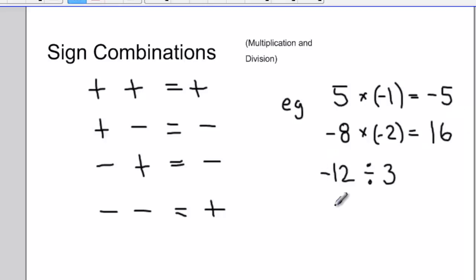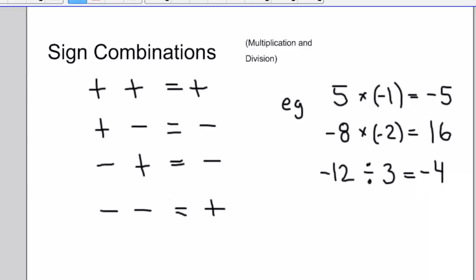One more example, -12 divided by +3. Again, I have a negative number divided by a positive number, so my overall answer will be negative. 12 divided by 3 is 4, so -12 divided by +3 is -4.